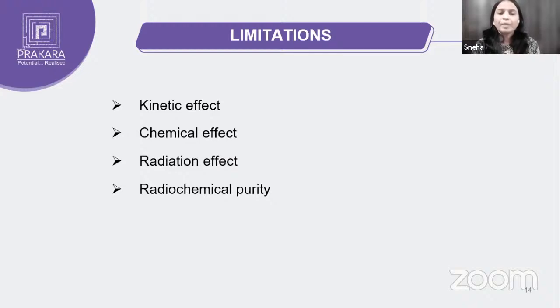If any impure compound is present, impure in the sense of impurity in relation to the other radio label compound, it will again affect the tracer technique, or it will affect the activity, or we will not get the exact study that we have planned. So all these are the limitations of the tracer technique in relation to radioisotopes.